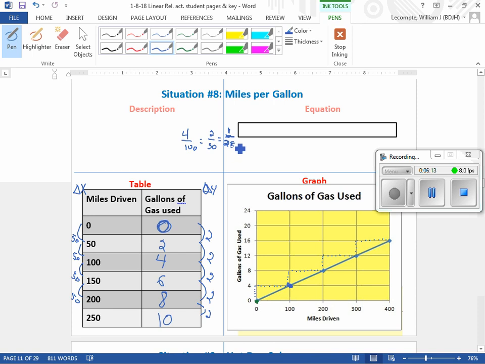And that looks like y equals mx plus b. We don't really have a b because we went through the origin. We're at 0. So our y is equal to 1 over 25x, or we can put x over 25. Number of miles driven divided by number of gallons used. Number of miles over.